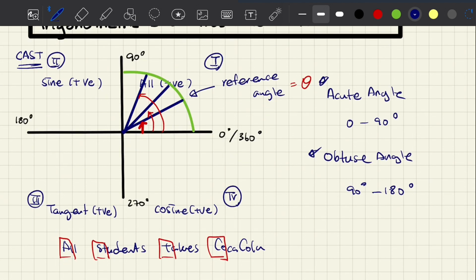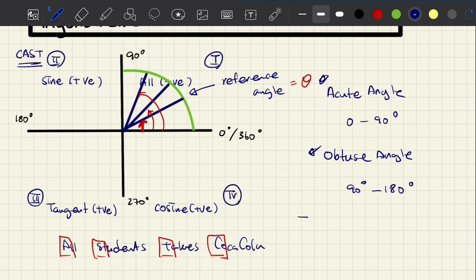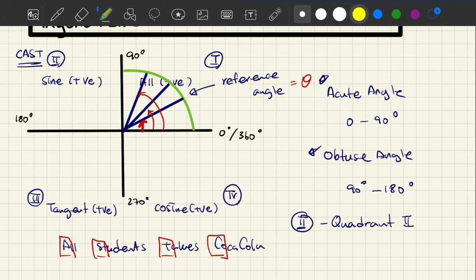Okay, then let's talk about the angles in the second quadrant. So when we have quadrant 2 angles, we know that this is between 90 and 180 degrees, right? So this quadrant 2 is between 90 and 180 degrees. So this is like an obtuse angle, right?